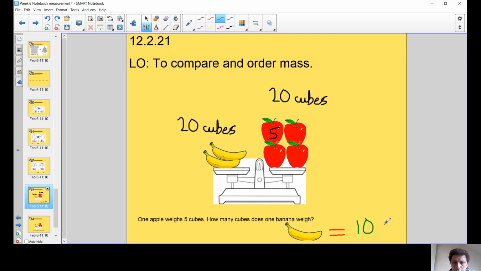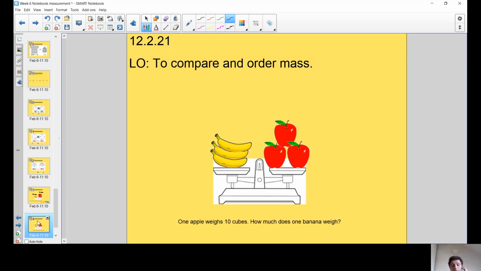10. Well, I've got to put my units in, because that could be 10 grams, 10 kilograms. Could be anything. You need to make sure you're saying what you're measuring in. If you're measuring in cubes, say 10 cubes. If you're measuring in grams, use grams, kilograms, use kilograms. Make sure you're writing your units down after your number. That's really important.